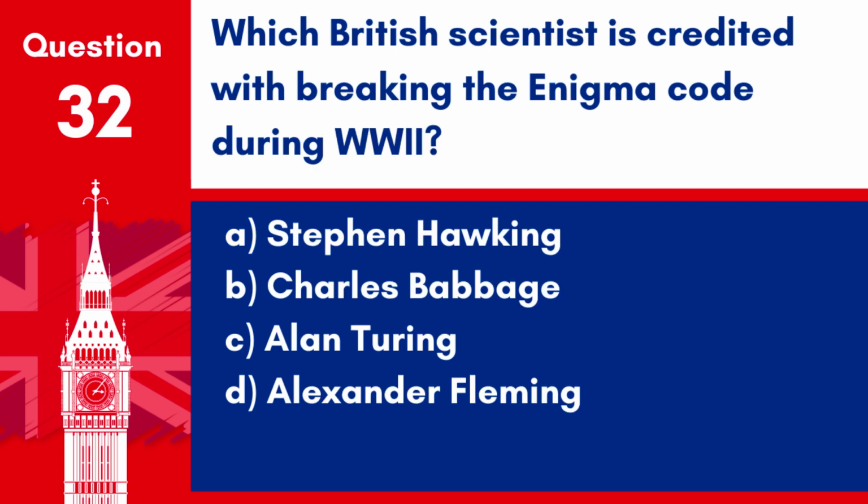Question 32. Which British scientist is credited with breaking the Enigma code during World War II? A. Stephen Hawking. B. Charles Babbage. C. Alan Turing. D. Alexander Fleming.